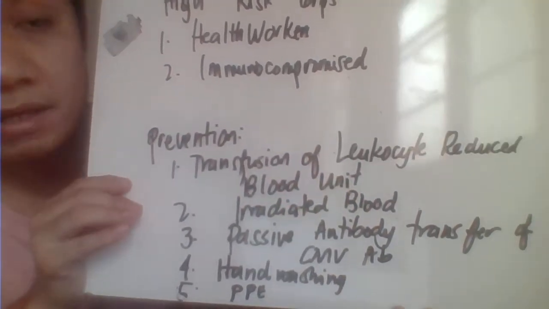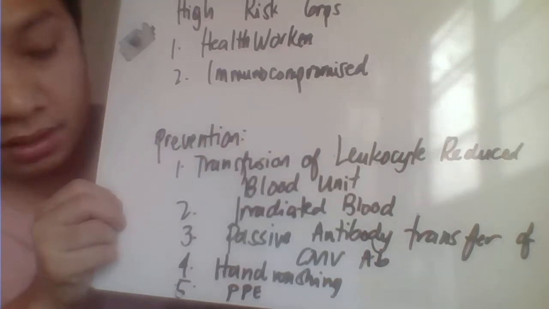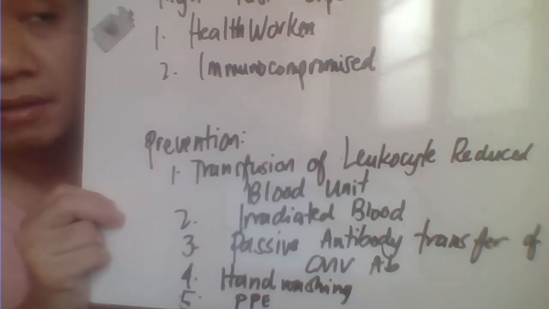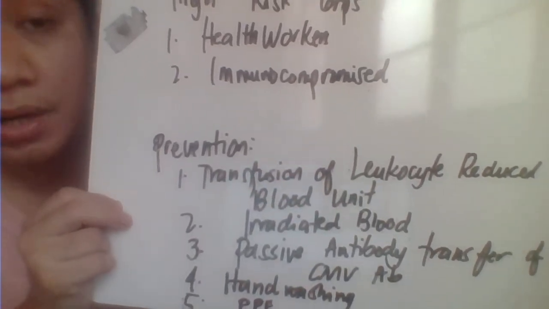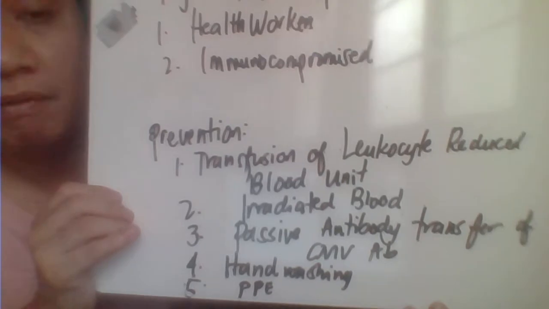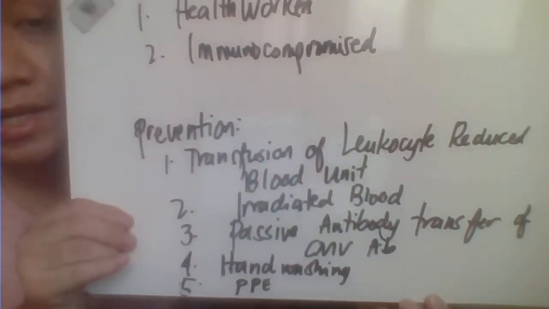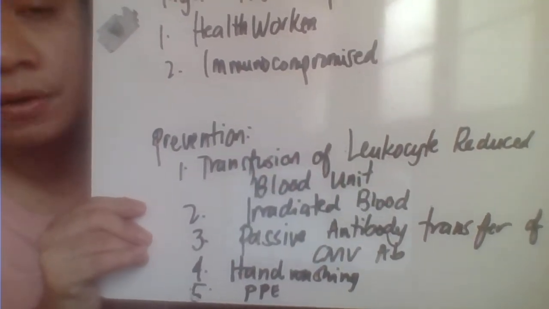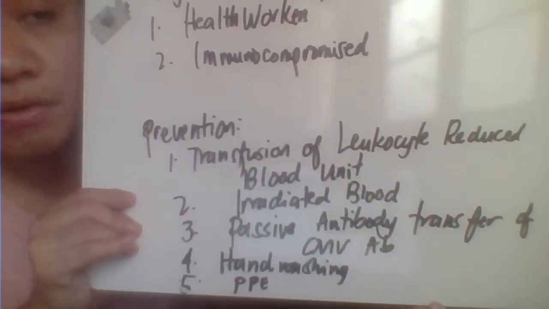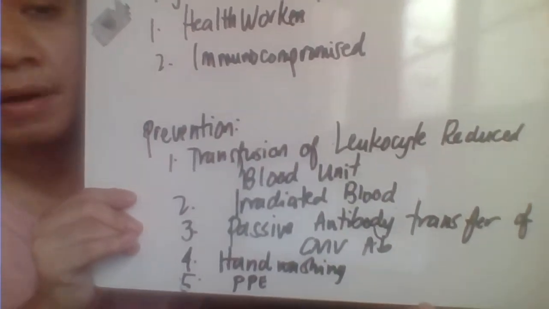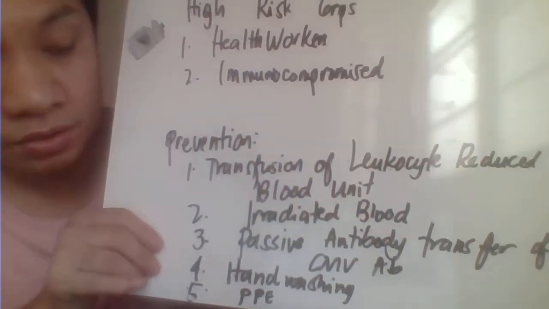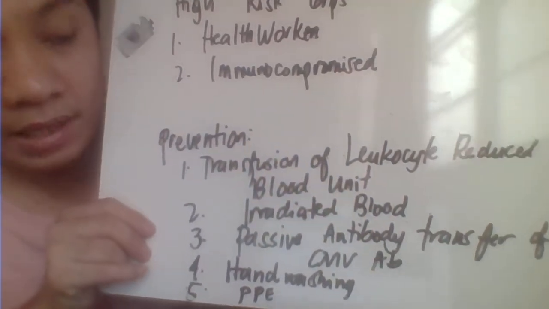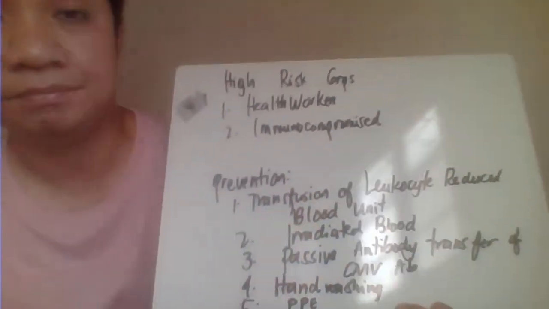Second one, you could have irradiated blood because of course that could kill the virus. Third one, we could also have passive antibody transfer. So you could provide passive immunity to the healthcare workers or other people to prevent the transmission. And since the virus could be found in all the body fluids, you also get infected by the virus through contact with the secretions. So therefore, hand washing could help you prevent the transmission. And of course, the PPE program would really help to prevent the transmission.